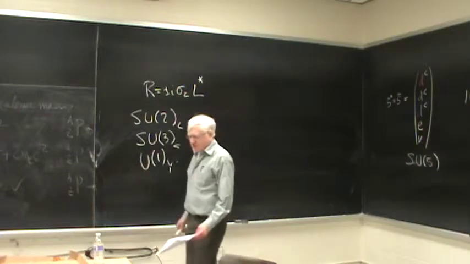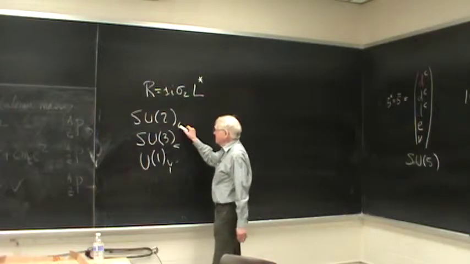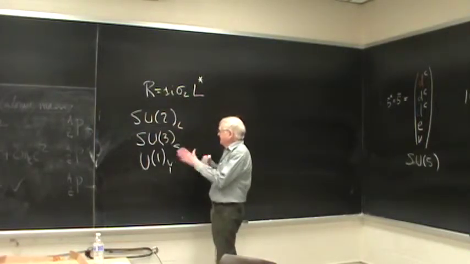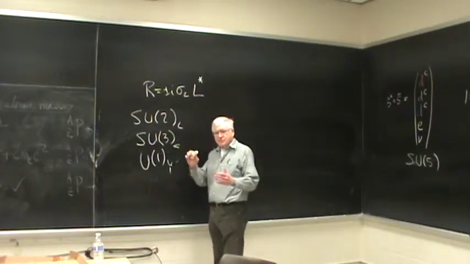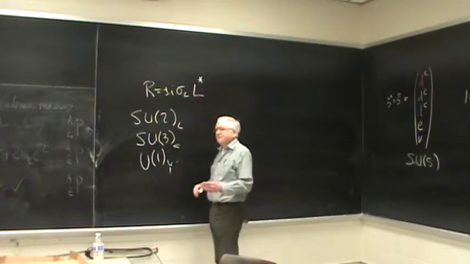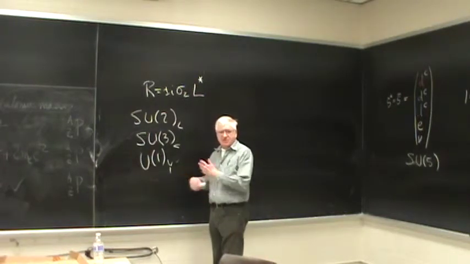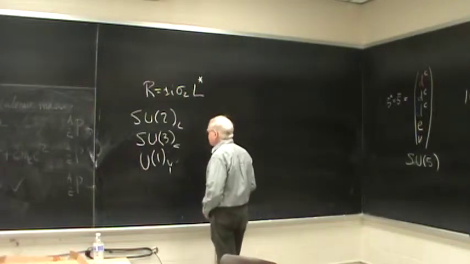Now, the first problem they had was that this thing was left-handed, and so what are you going to do here? You don't want a gauge group that takes a right-handed field and moves it into a left-handed field, because those fields transform differently under Lorentz transformations, and so you'd have a screw-up of Lorentz invariance.